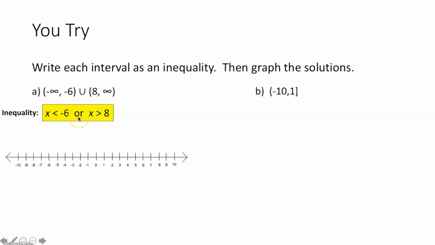Now when we graph this, it's going to be two separate inequalities. So we start with this one. X is less than -6. So we put an open circle at -6 because there's no equal sign down here.